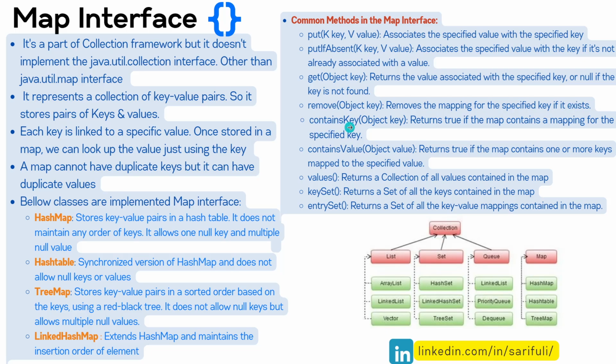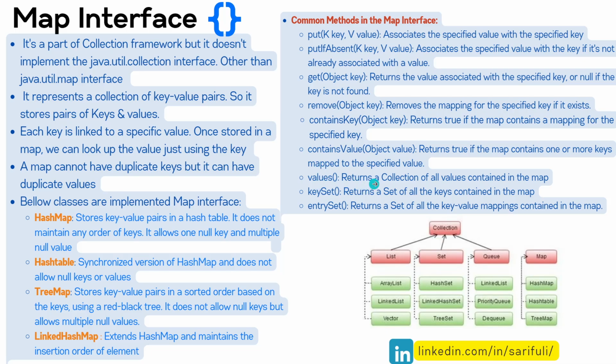Then containsKey. It returns true if the map contains a mapping for the specified key. containsValue returns true if the map contains one or more keys mapped to the specified value. By the name you can understand, containsKey or containsValue will return true depending on whether the map contains the specified key, or, for values, one or more of the values specified.